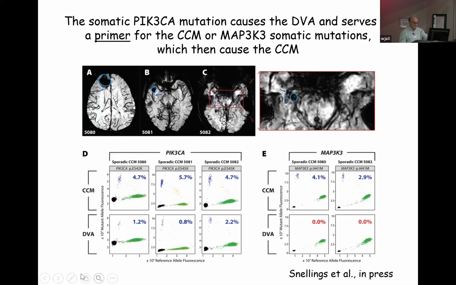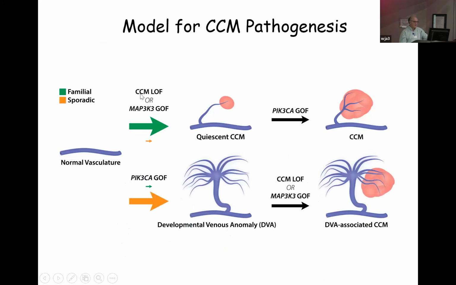So we think, this is now also published, sorry, we think that this DVA, developmental venous anomaly, is an abnormal vascular growth fueled by this PI3 kinase mutation, but it's benign. But now you created this template for if you get a MAP3K3 or presumably two hits of a CCM mutation, you get the CCM and the aggressive one. So this is just that model. You can get CCM loss of function mutations or a MAP3K3 gain of function that is activating. You get these quiescent CCM cases. But if you start with a DVA with the PI3 kinase mutation, then it can form on the DVA.